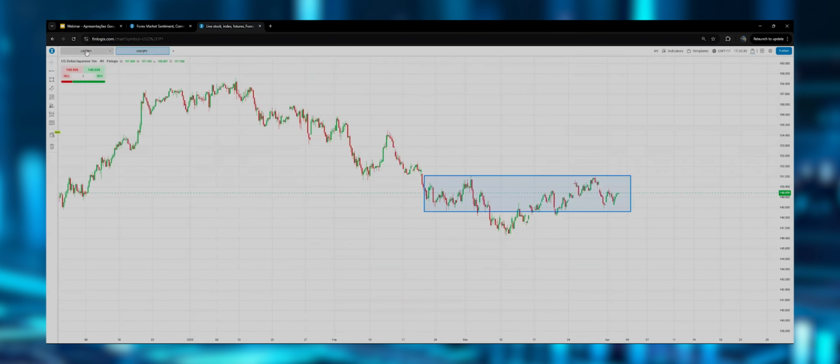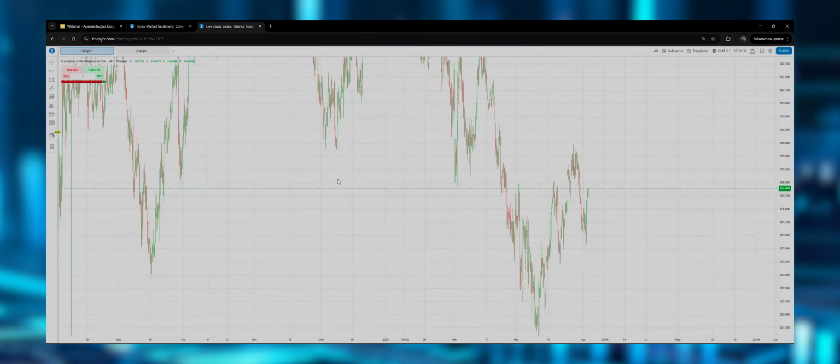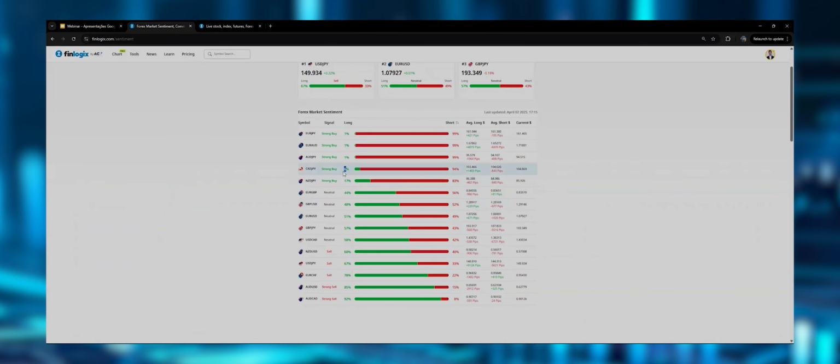CAD-JPY, let's have a look at CAD-JPY again, sorry. CAD-JPY says to long, and there's a 6%. Anything below 10, I'm already considering to be the extreme point of the market. So anything below 10, like 10, 9, 8, 7, 6, 3, 2, 1, I'm already looking for a reversal. So in this case, we're looking to long CAD-JPY.